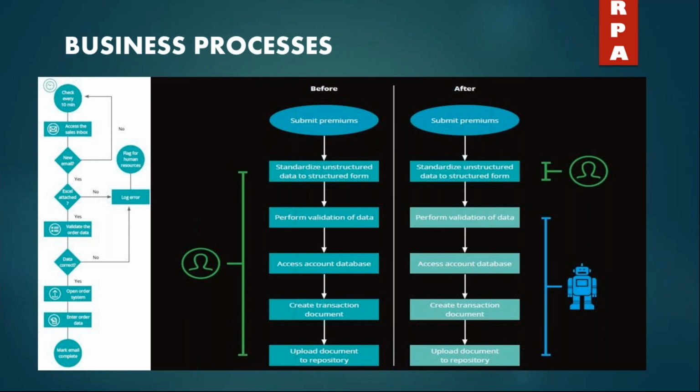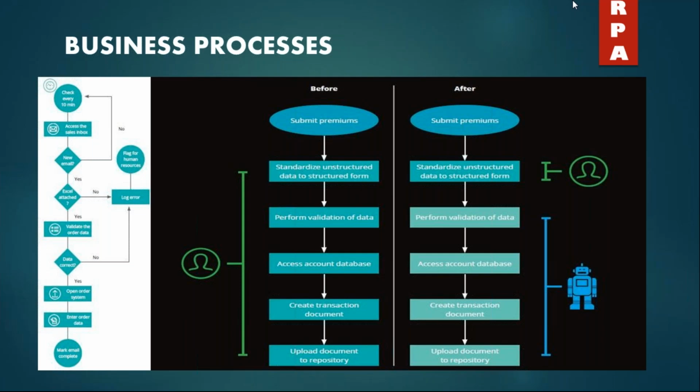That is an unstructured format, and that unstructured format we need to standardize into a structured format. That means they need to extract some data, for example the account number, policy number, account holder name, address, and mobile number. All this information they need to get from the unstructured data.